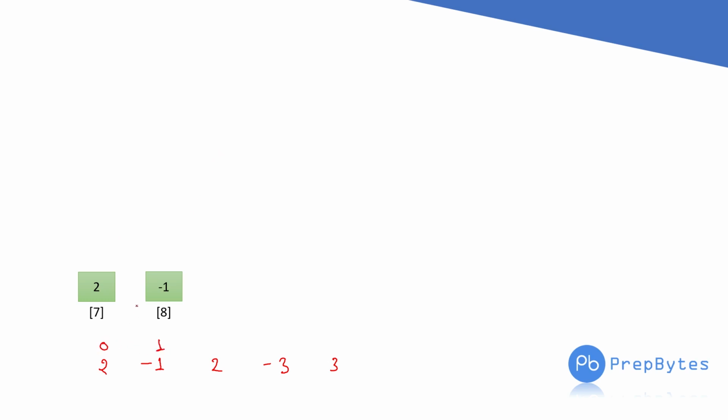What is the sum? 2 minus 1, that is nothing but 1. So between the range of 0 and 1, the sum is nothing but 1. That is shown by this particular node. Fine. Now we have a node 2. Now what is the sum between the range of 0 and 2? That will be nothing but 2 plus 1, which is nothing but 3. So as you can see, 2 plus 2, 4, minus 1 is 3.